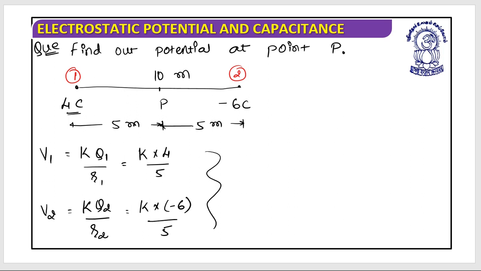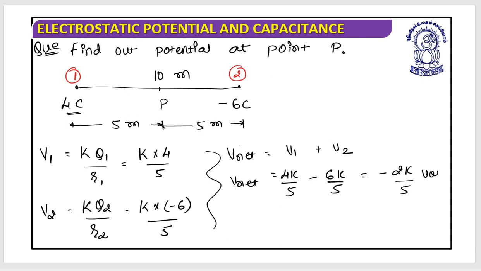So net potential is V1 plus V2. Yes, it is a scalar quantity, so you don't bother about whether the minus 6 coulomb charge would attract or repel, or what would be the angle, and all that kind of stuff. You simply need to add this. So this is equal to 4K by 5 minus 6K by 5, which gives minus 2K by 5. This is in volts or joule per coulomb.